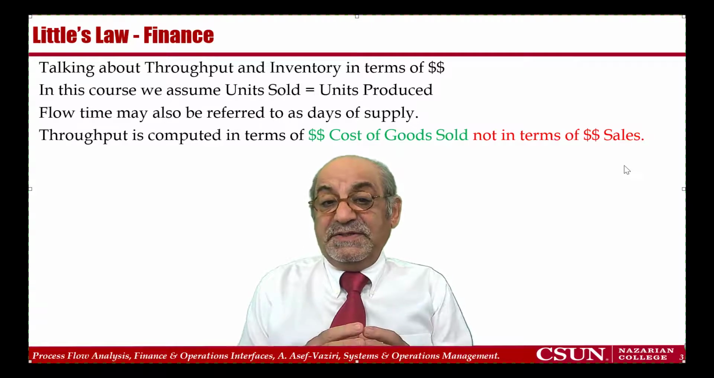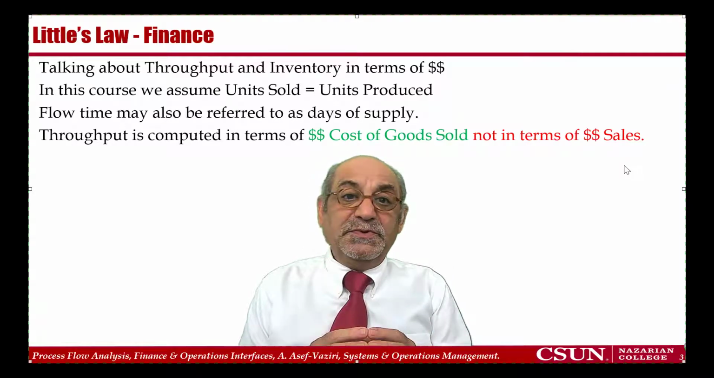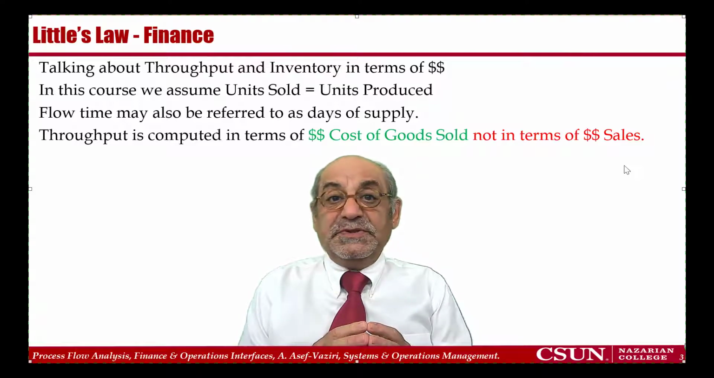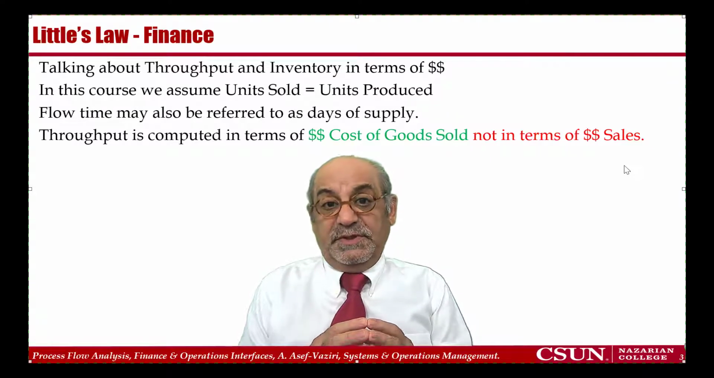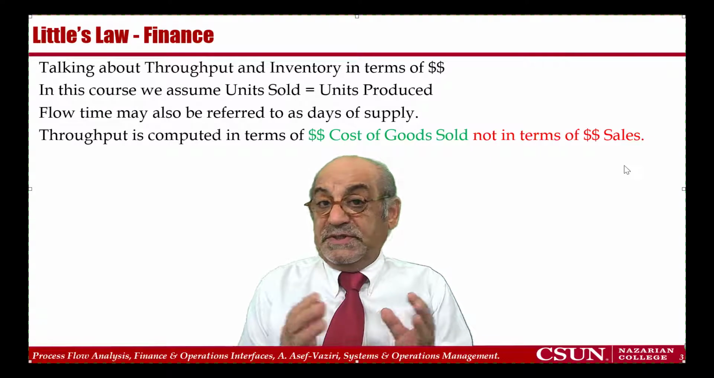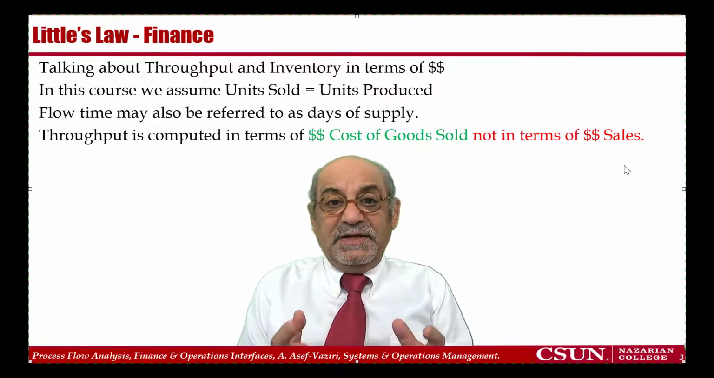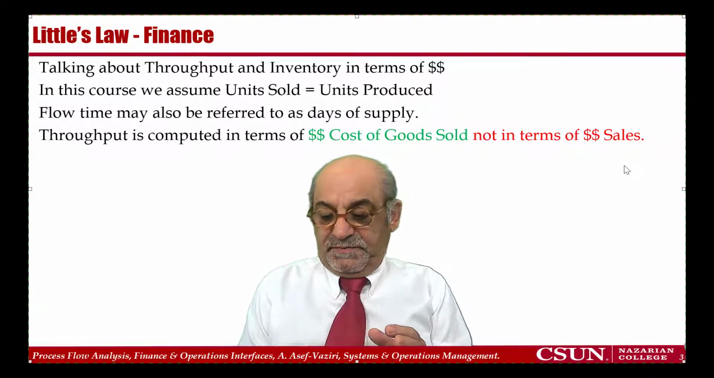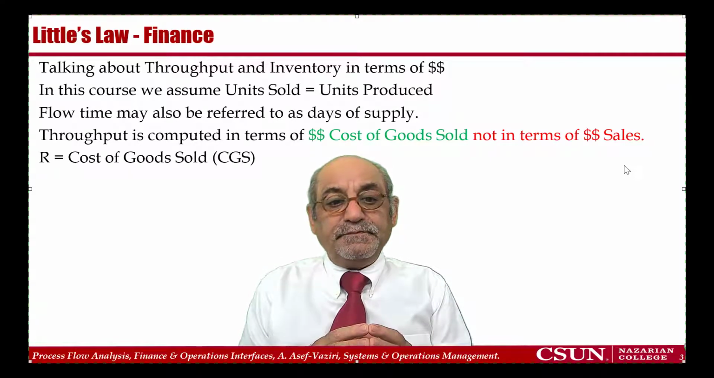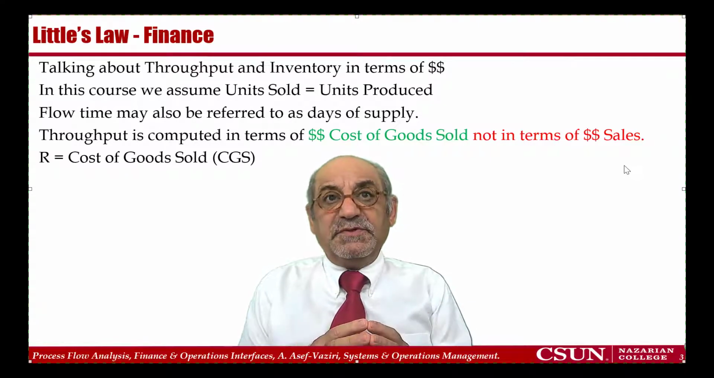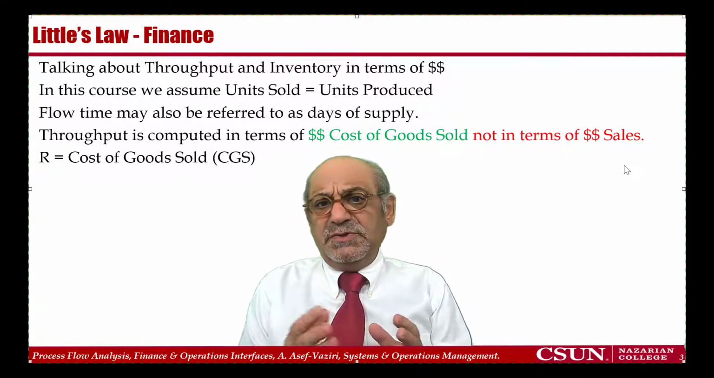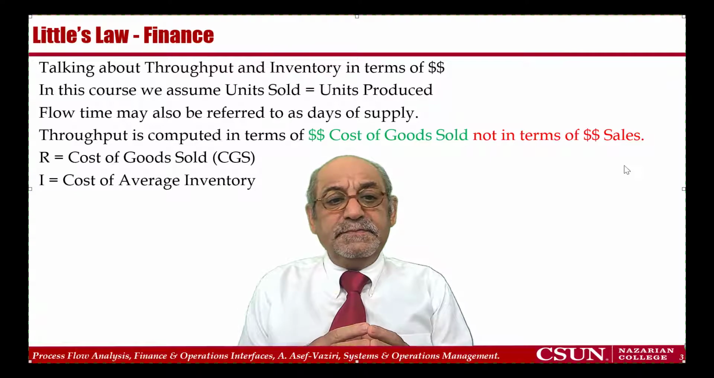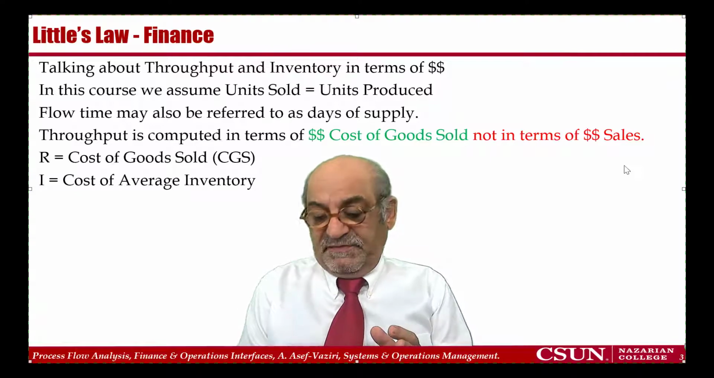In financial concepts, when we talk about throughput, we shouldn't use sales data. We should use cost of goods sold. Throughput is cost of goods sold, and inventory is average cost of inventory. Cost of goods sold, usually we show it by COGS. Average cost of inventory.